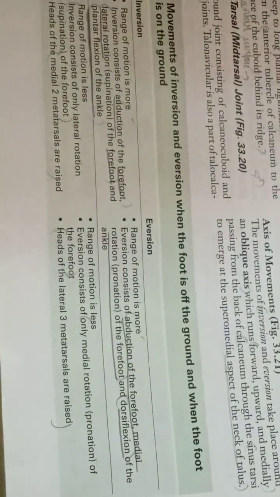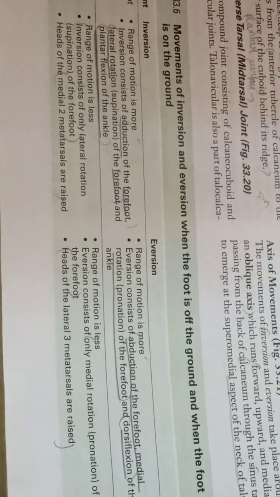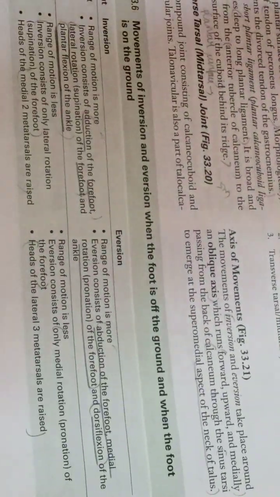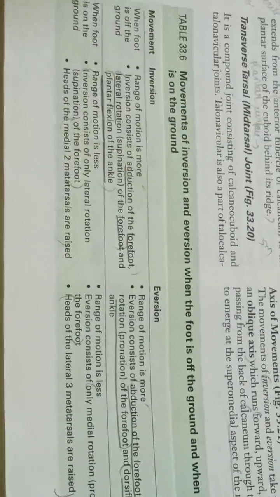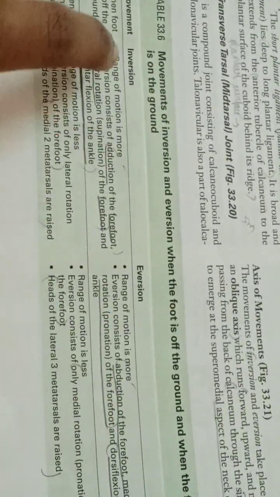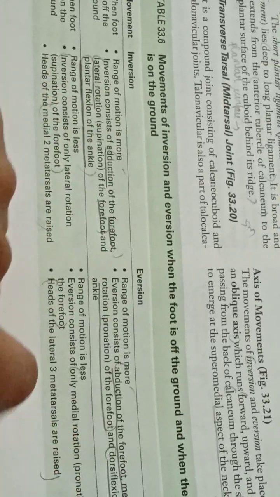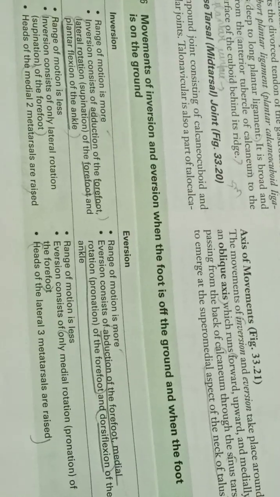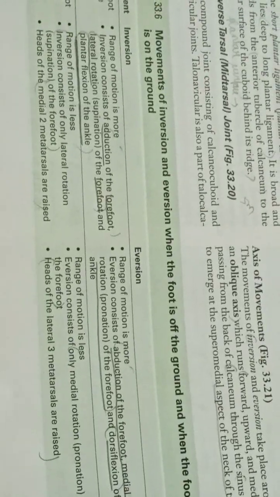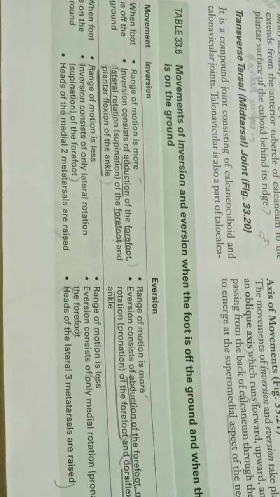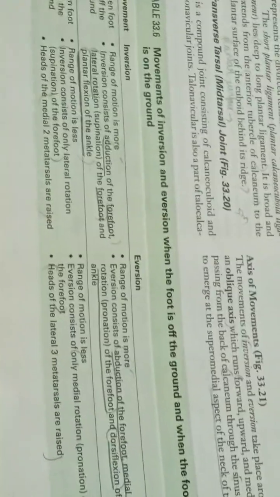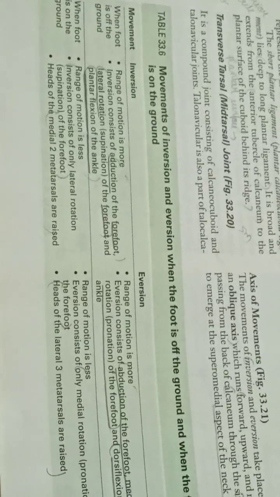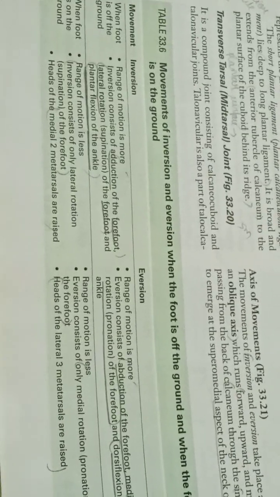Suppose there is medial rotation of the forefoot, we say that movement is eversion, which is combined with abduction of the forefoot and dorsiflexion of the ankle. The exact opposite actions of what happened in inversion is eversion. Abduction of the forefoot, medial rotation of the forefoot, dorsiflexion of the ankle. Range of motion will be less in case of eversion. When the foot is on the ground, only medial rotation of the forefoot happens in case of eversion.